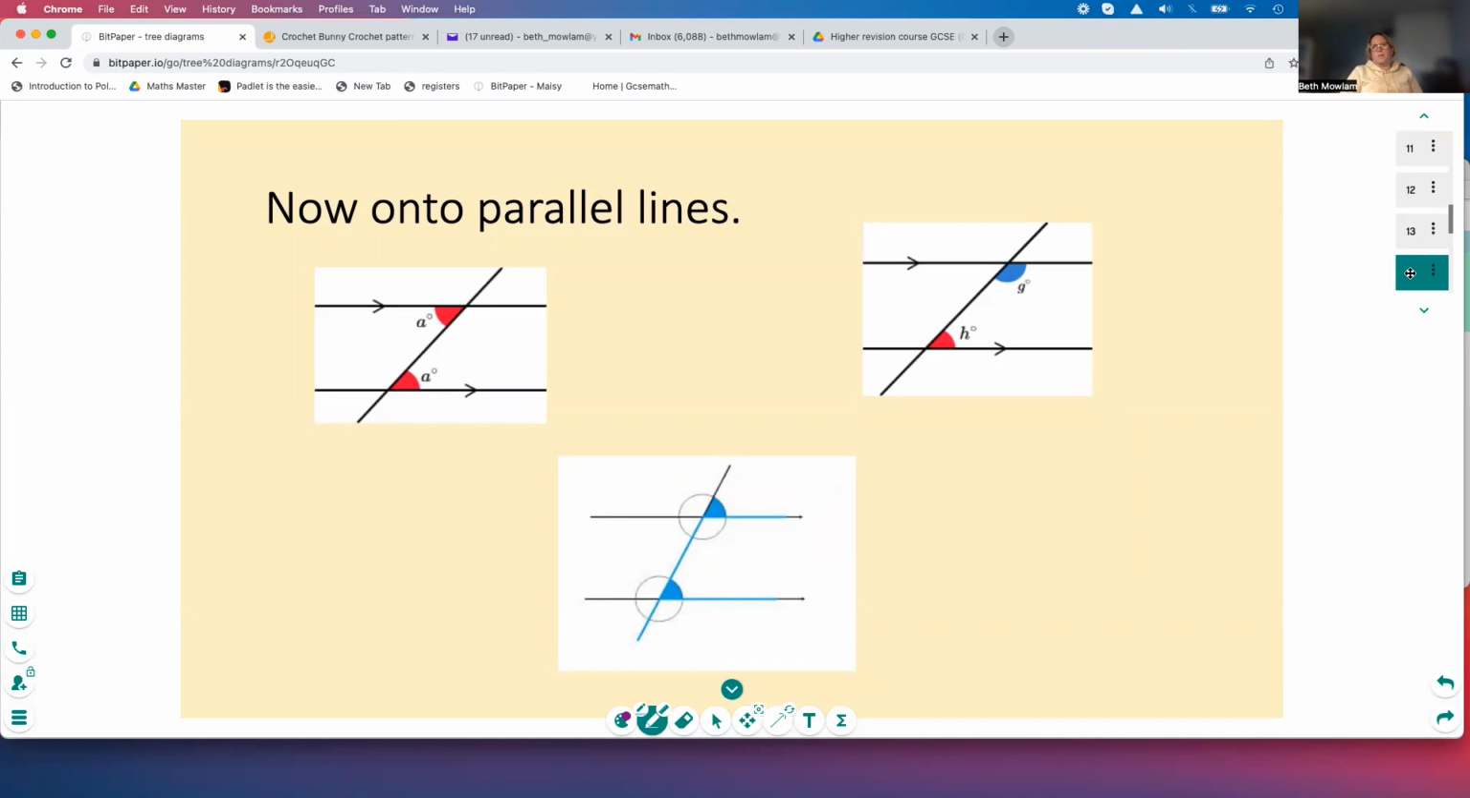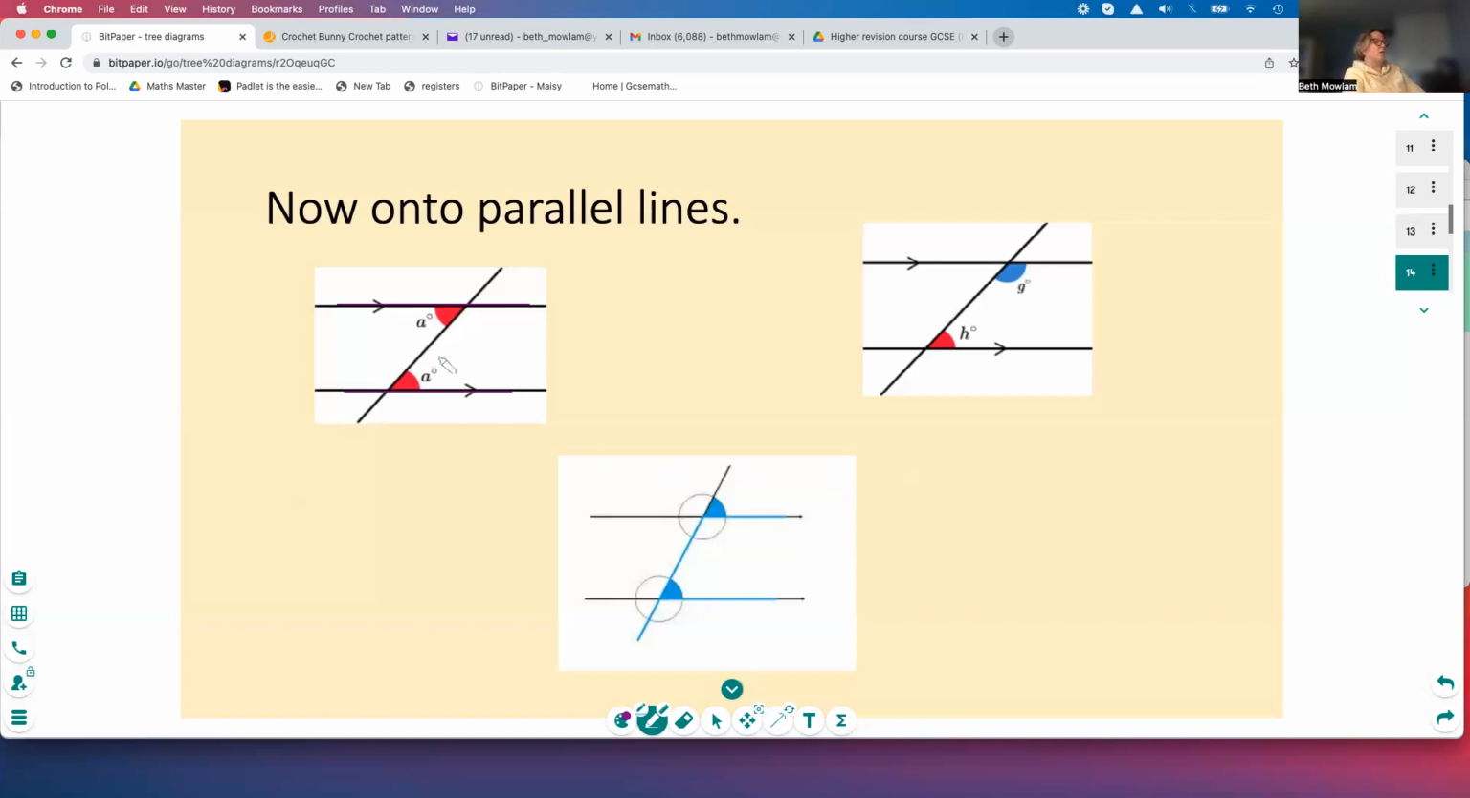Then we start to look at the parallel line rules. So these are the harder angles, and these rules only occur when we have parallel lines. Parallel lines are lines which never meet. So these lines here are never ever going to meet because they're going at the same distance apart all the way, like train tracks.